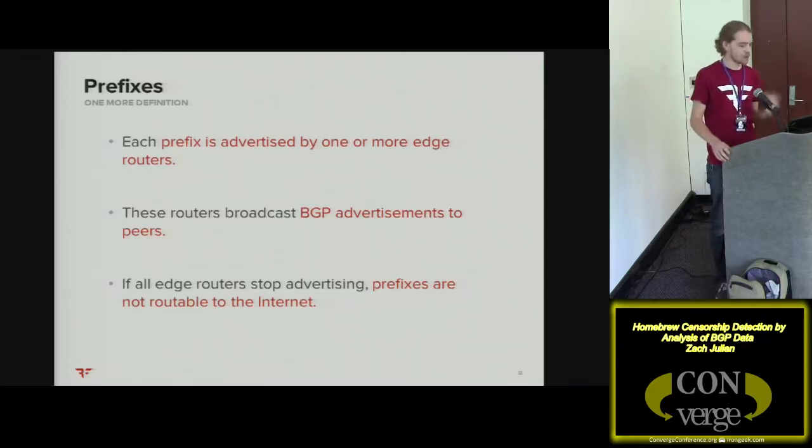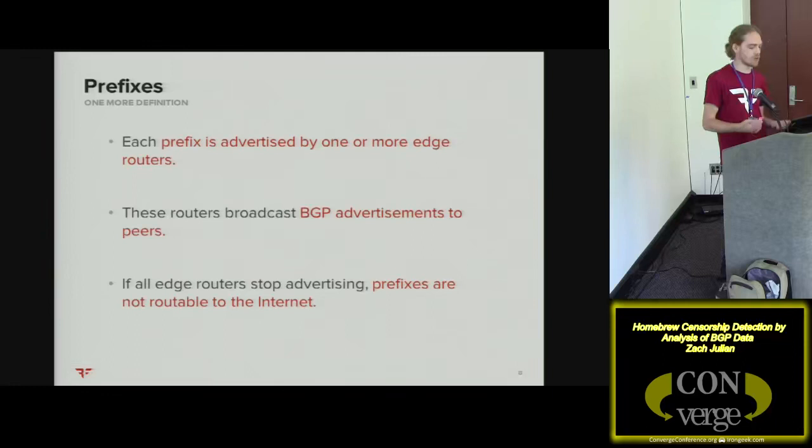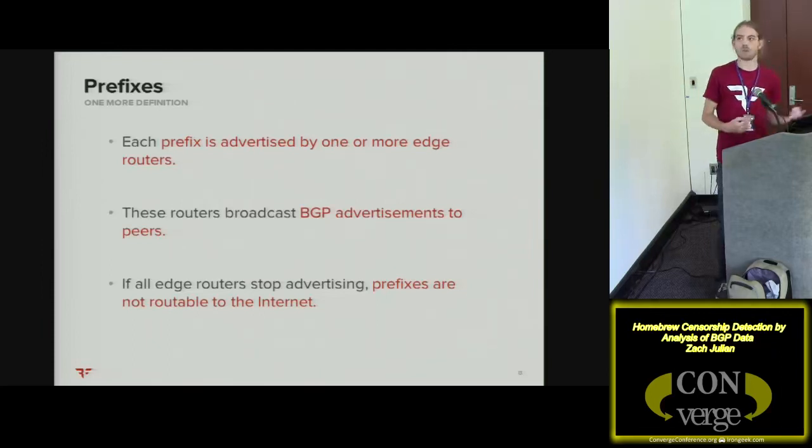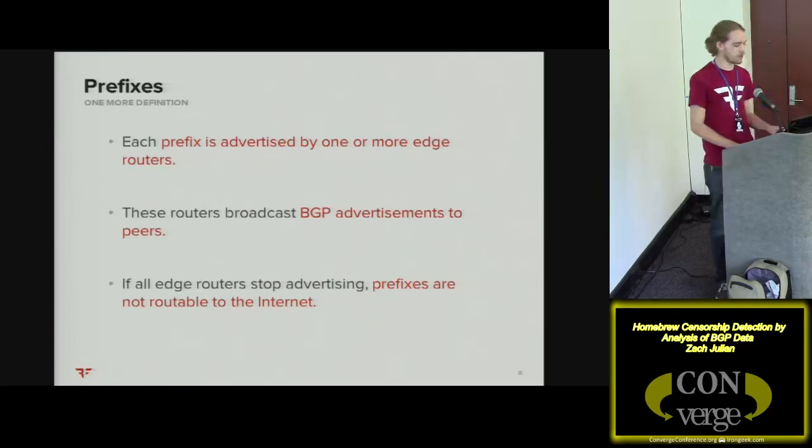So typically, there are multiple edge routers announcing the same BGP advertisements for redundancy purposes as well. There's not just one edge router making these announcements. So if all the edge routers that are advertising for given prefixes stop advertising, those ranges are unroutable to the rest of the internet, both to and from. It can't get to or it can't get from the internet.